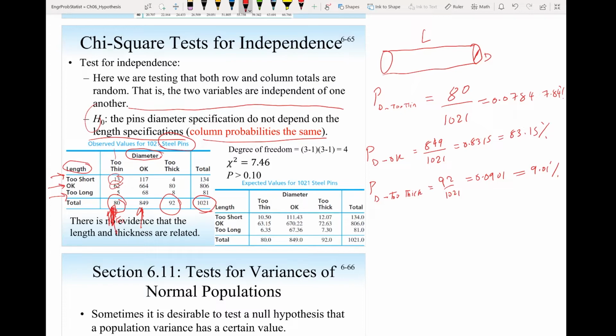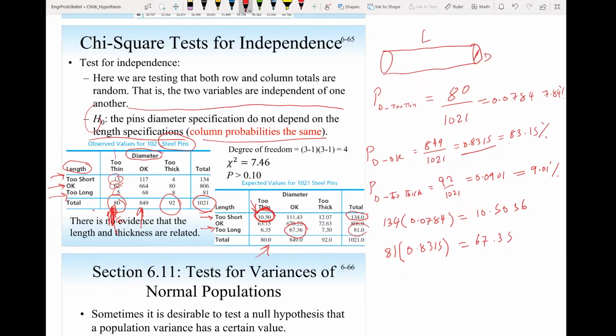Okay, now if the null hypothesis holds, all these probabilities of too thin are the same for a pipe of length too short, a pipe of length okay, or a pipe of length too long. So how do I calculate the expected value here? Well, steel pins that are too short, there are 134 of them. How many of these 134 too short are also too thin? It will be 134 times the probability of diameter too thin, 0.0784, and if you multiply these, you should get 10.5056. Round it to 10.5, which is this one here. If I want to calculate this number: if the steel pin length is too long, then there are 81 steel pins that are too long. If I multiply it by the probability of diameter okay, which is 0.8315, then I get 67.35, which is this one. Some rounding here. And that's how we calculate the expected values.